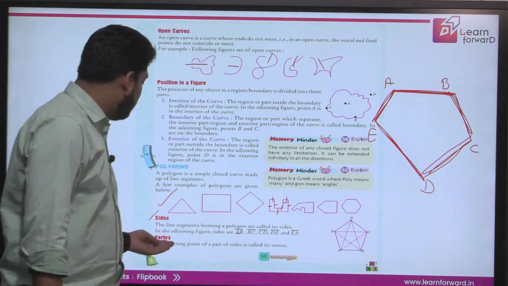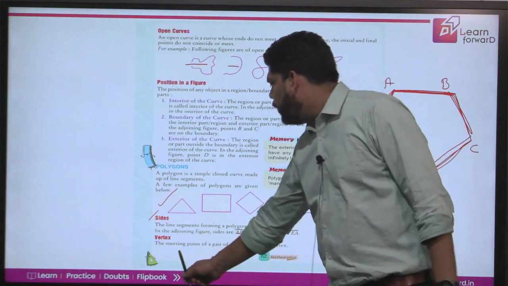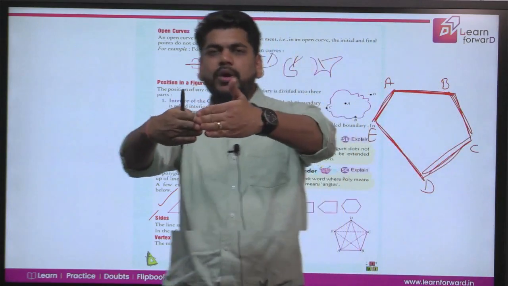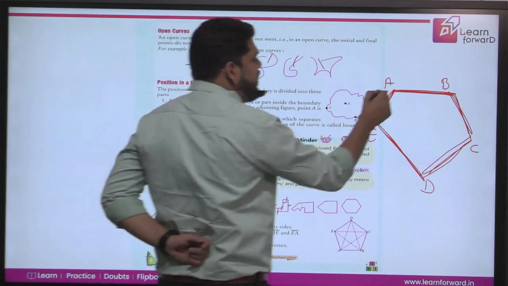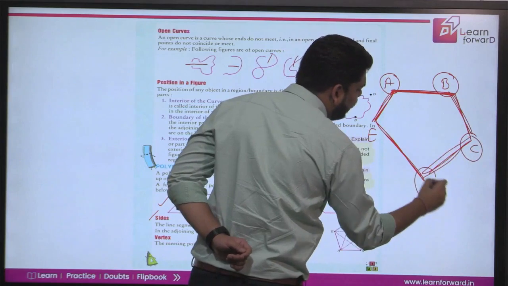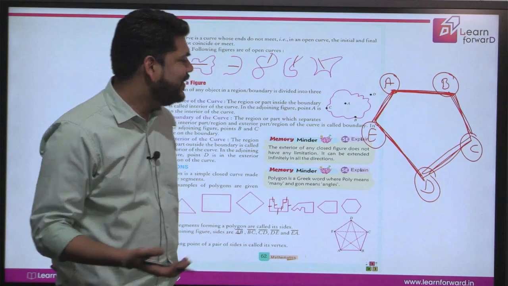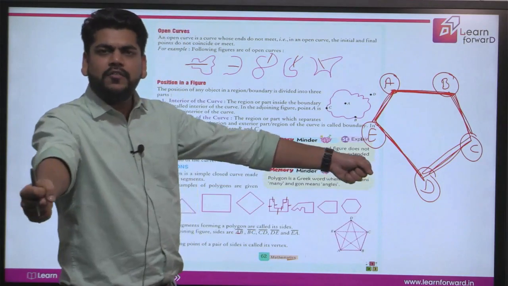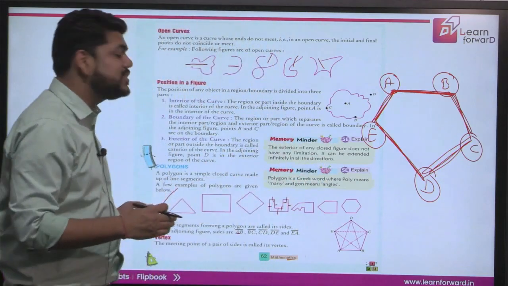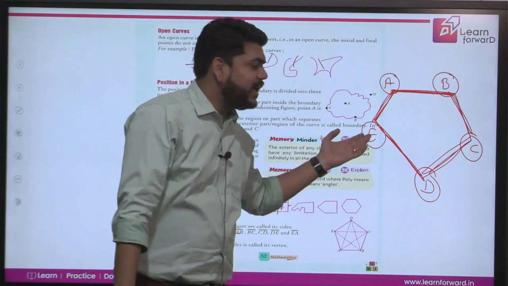Fine. Vertex. Now what are vertices? Vertices are the points, the meeting point of a pair of sides. Whenever two sides come together and meet at one point, these points are called vertices. You must have played Ringa Ringa Roses with your friends, right? And some of you might be playing these days also. Whenever you join hands with your friends, your hands are line segments. That means they are sides. But you as a point, you are a vertex, right?